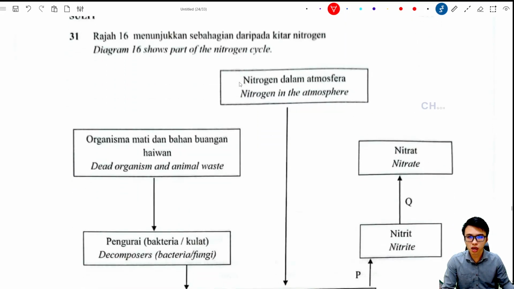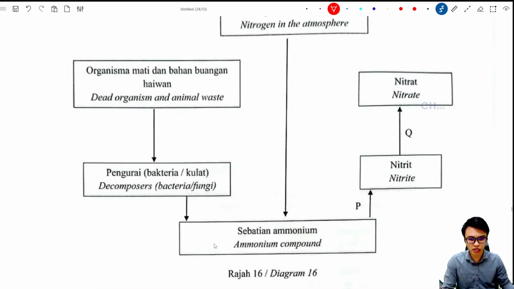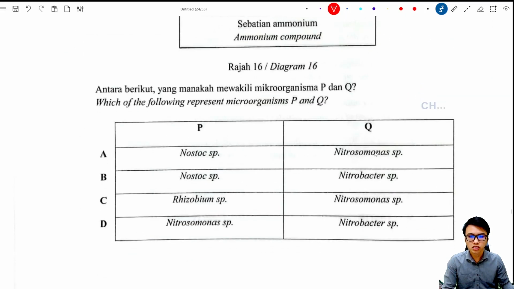Question 31, nitrogen cycle. Ammonium converts to nitrites and then nitrates, P and Q. For this one, you have no choice but to memorize the name of the product and also the reactions as well as the microorganisms involved in those reactions. So the answer for P and Q should be Nitrosomonas and Nitrobacter. Try your best to memorize that.